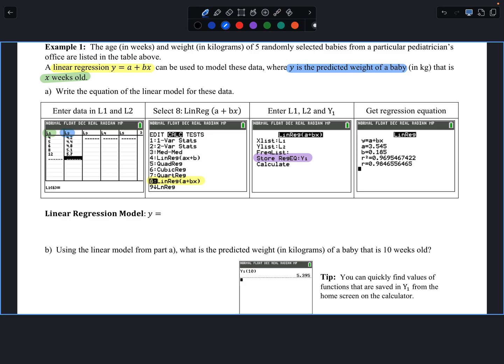So Y is equal to A plus BX. So A was 3.545 and B was 0.185. So it's going to be 3.545 plus 0.185x. So this is our model.